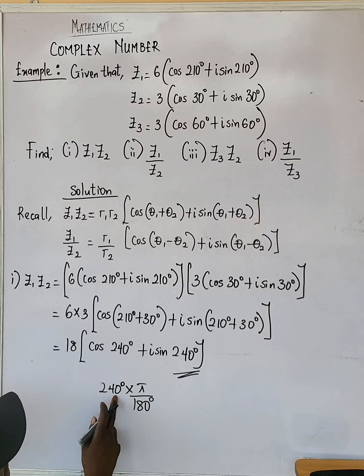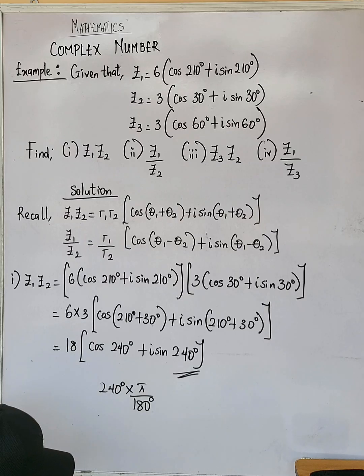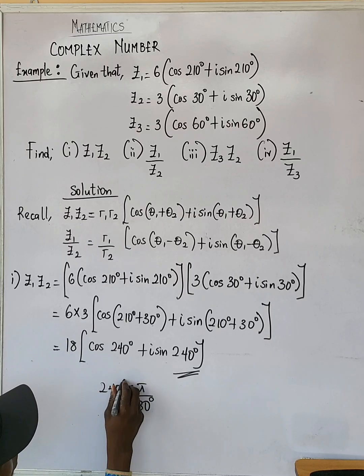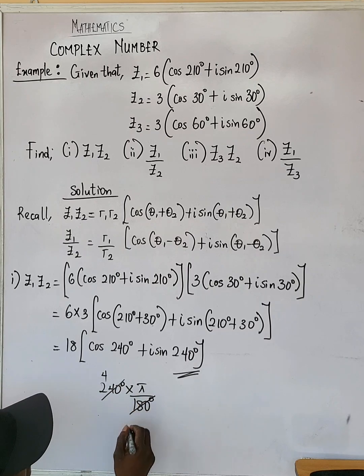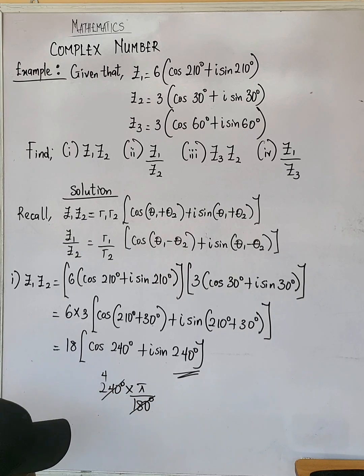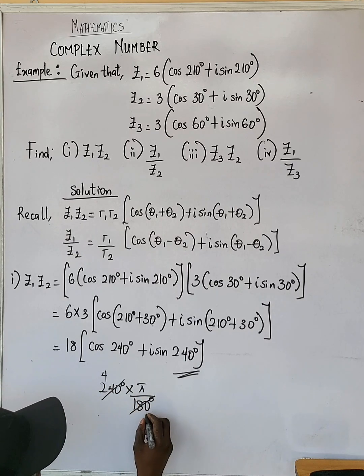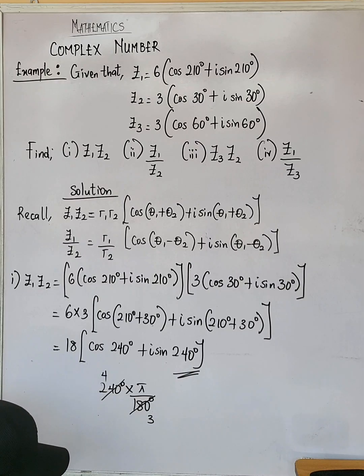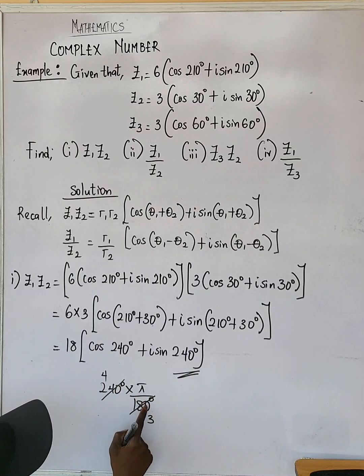So let's do 60. 60 in 240 will give us 4. Then 60 in 180 will give us what? 3, right? So what will be our answer? That will be 4 pi over 3.